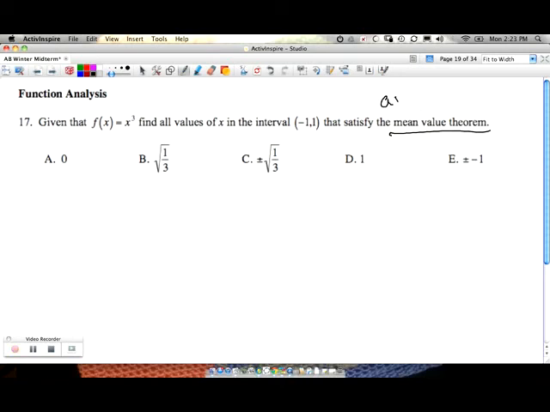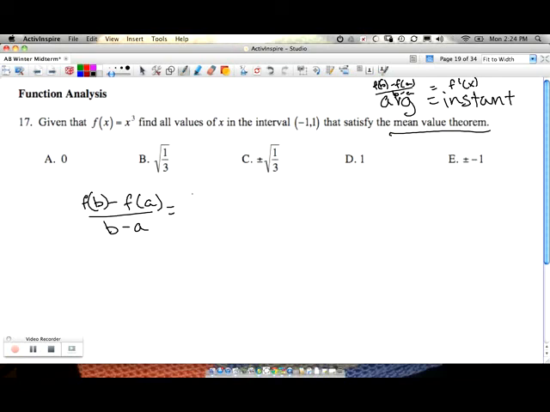So mean value theorem means that the average rate equals the instant rate. And for the average to equal the instant, that means that the slope, or f of b minus f of a over b minus a, the old school slope equation, is going to equal our f prime, our derivative. So let's calculate that. f of b minus f of a over b minus a is really equal to 1 cubed minus negative 1 cubed all over 1 minus negative 1. On bottom we have a 2, and on top we also have a 2, so 2 over 2, or just 1.